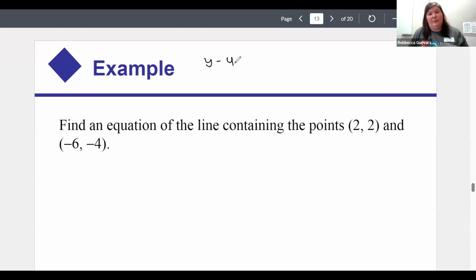So we're still going to end up using our point slope form. The problem is we don't have a slope yet. So we do have a pair of points though. So we'll just label these x1, y1, and x2, y2. So from here, we're just going to use our slope formula and figure out what m is going to be.